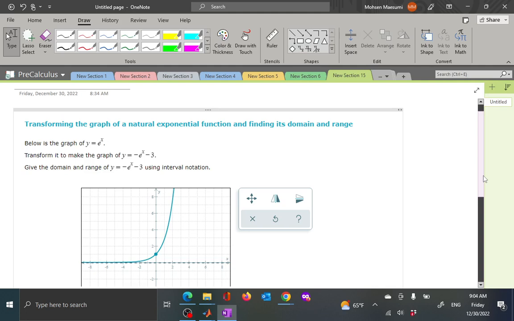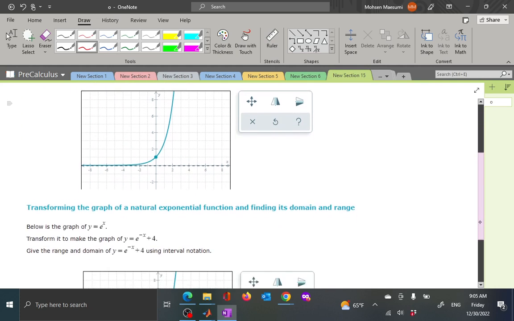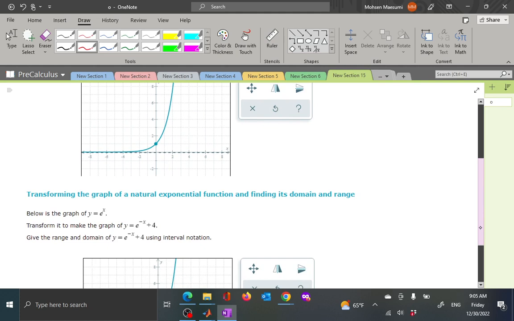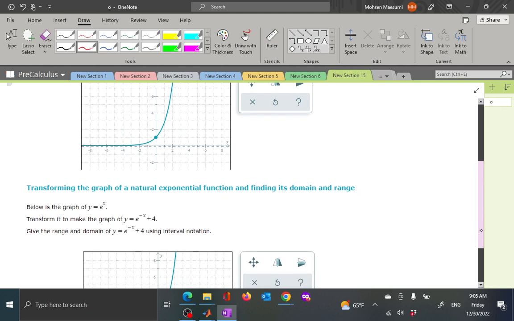Today we are going to talk about transforming the graph of a natural exponential function and finding its domain and range. So here we are looking at the function exponential of x whose graph is drawn here, and we want to make some transformation to this function. For example, minus exponential of x minus 3. And then we want to find the domain and range of the same thing. Here's another example, just exponential of minus x plus 4.